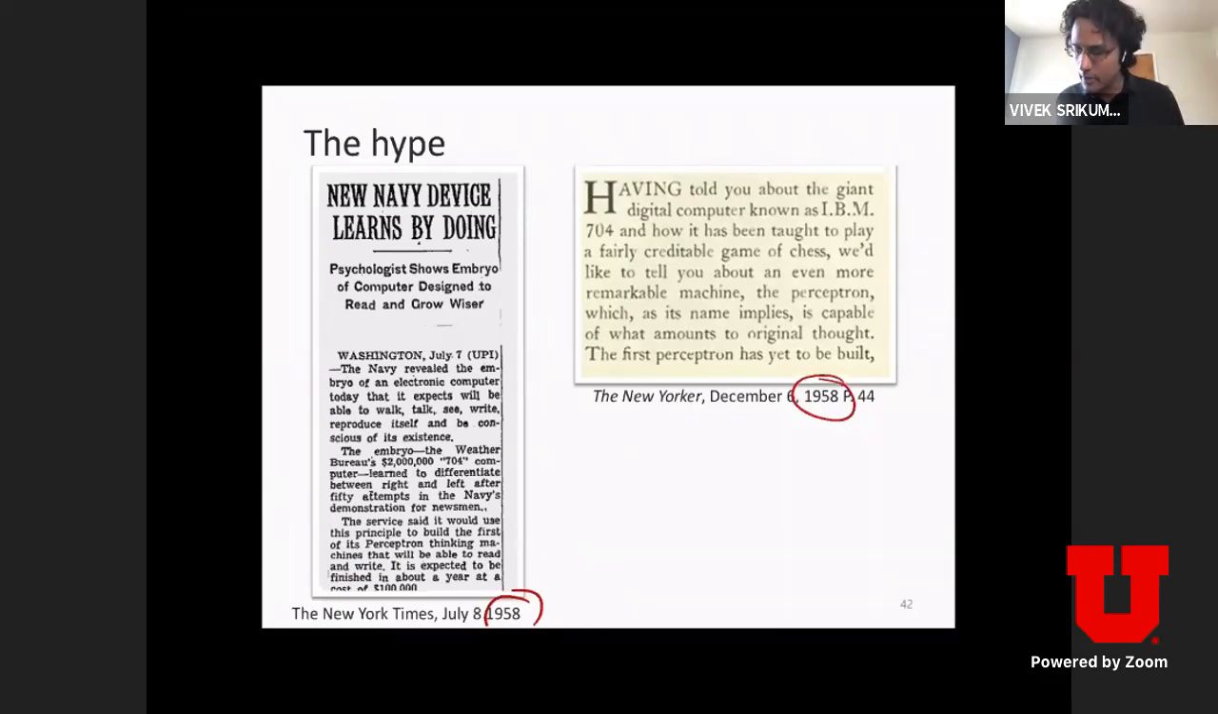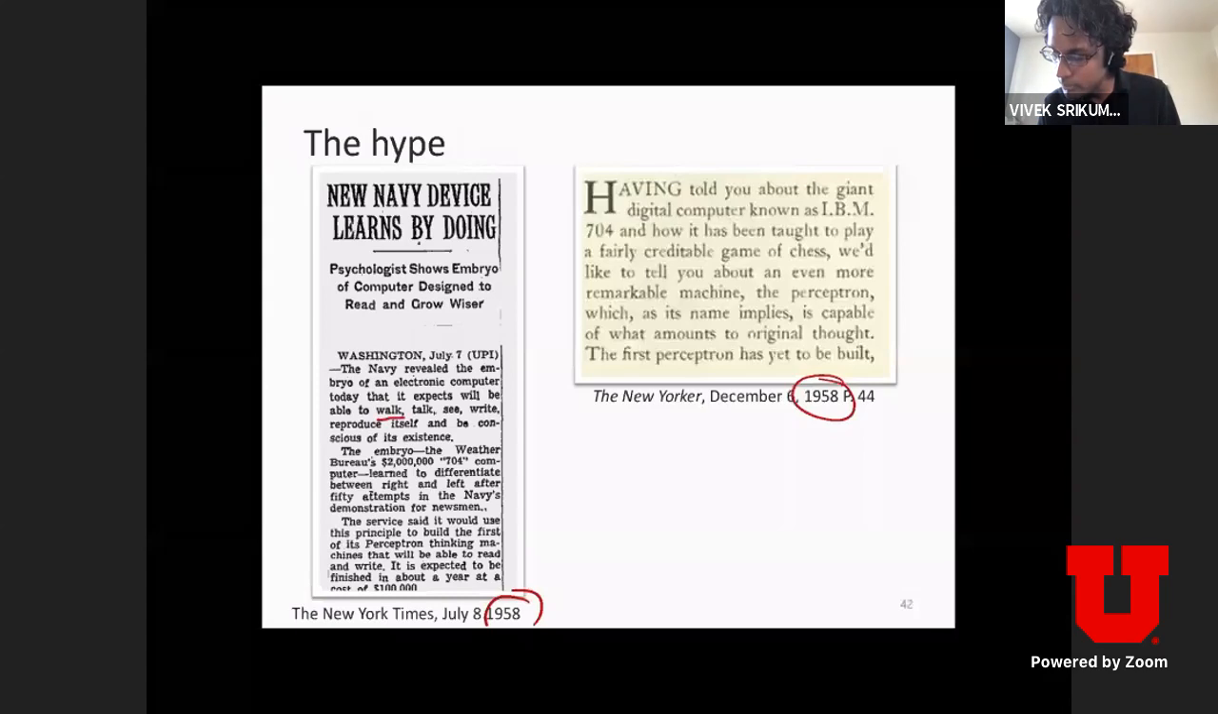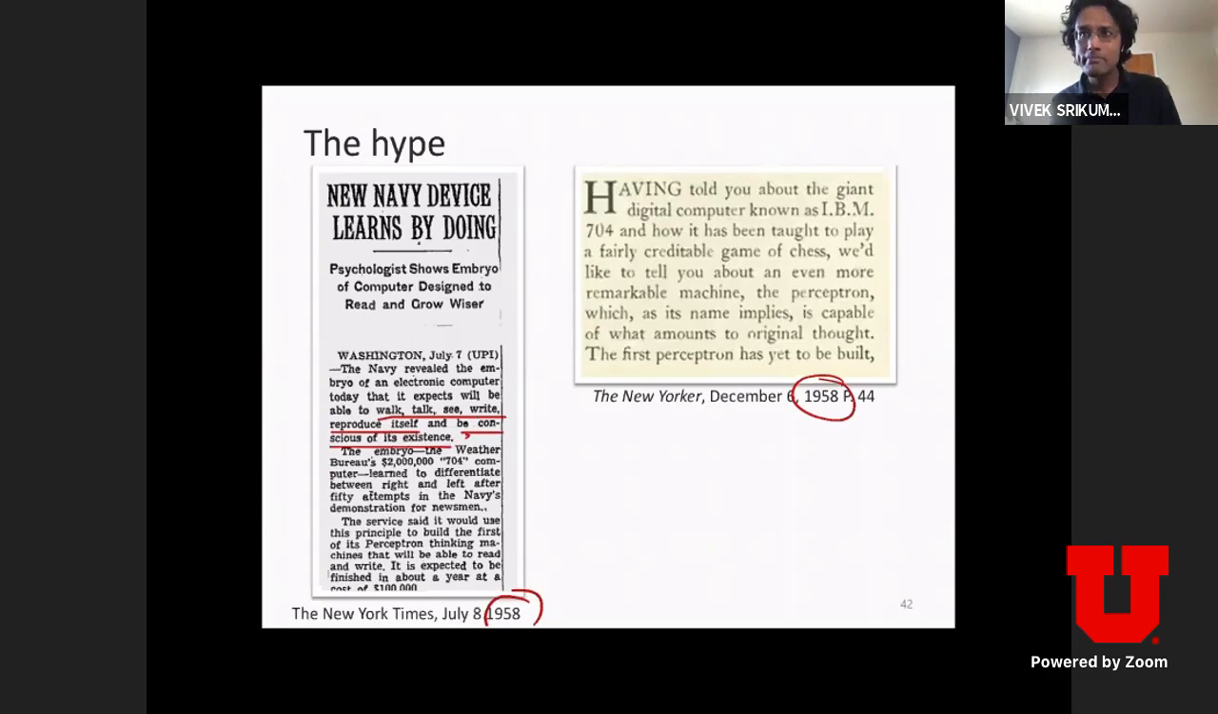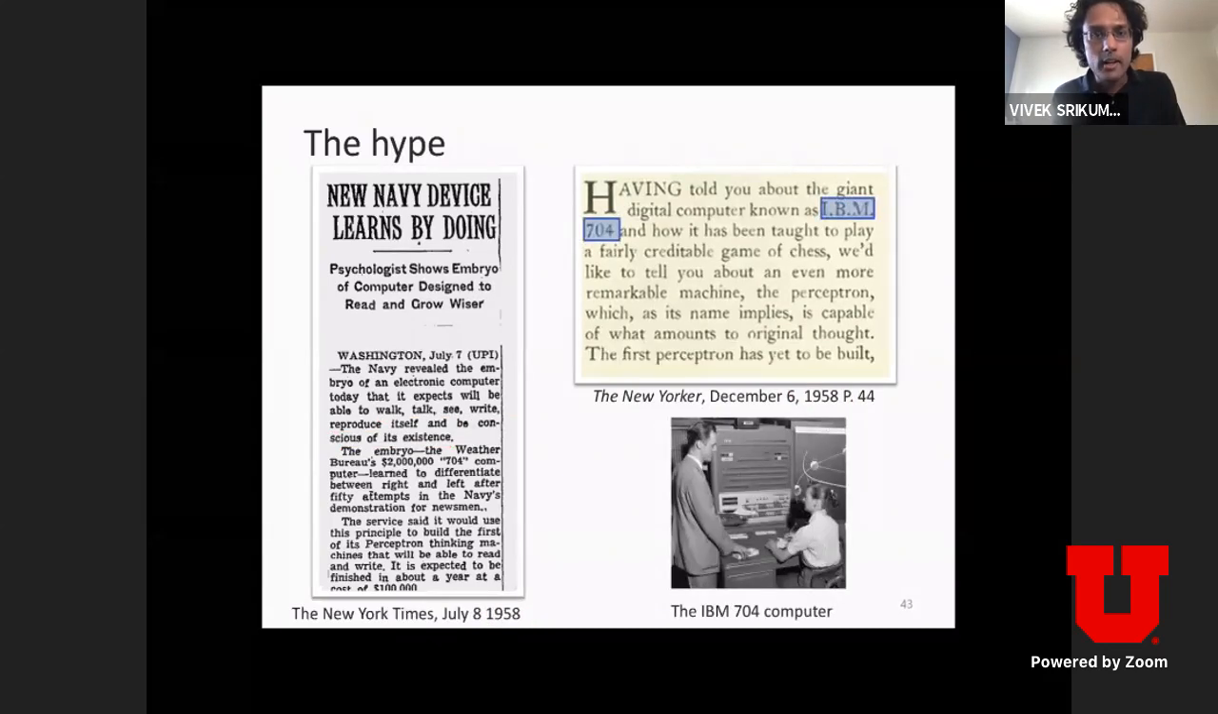The New York Times, for example, started talking about things like the Navy revealing an electronic computer that will soon be able to walk, talk, see, write, and reproduce, and be conscious of its existence. This is similar to the kind of hype that we see with machine learning today, and that's why I wanted to bring this up. The thing to keep in mind is this algorithm was implemented on the IBM 704. The IBM 704 is a computer that most of us may not recognize as a computer today. It looks something like this.